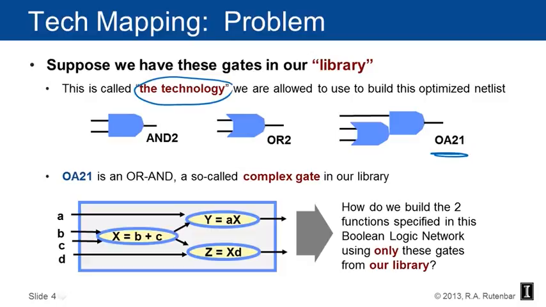The big question that we need to figure out how to correctly answer is, if I give you the output of multi-level optimization, in this case my little Boolean logic network with the X node, the Y node, and the Z node, how do we build the two functions, in this case the Y function and the Z function, functions of A, B, C, and D, specified in this Boolean logic network using only these gates from our library?